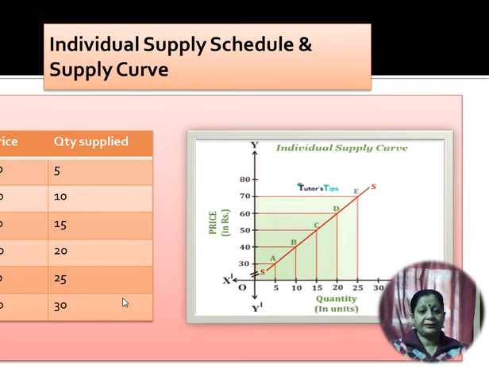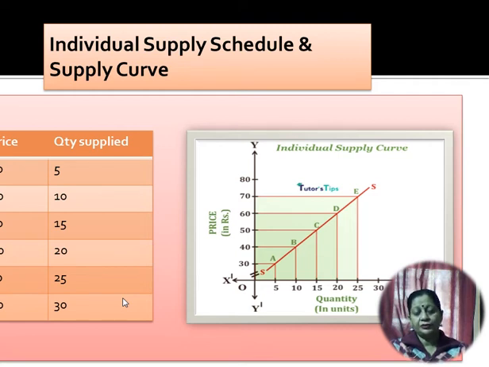So here you can see that prices are 30, 40, 50, 60, 70 and 80, and quantity supplied is 5, 10, 15, 20, 25 and 30. So you can see that as soon as the price increases, the quantity supplied also increases. At rupees 30, the quantity supplied is 5, and at a price of 80, the quantity supplied is 30. So there is a direct or positive relationship between the price of the commodity and quantity supplied.